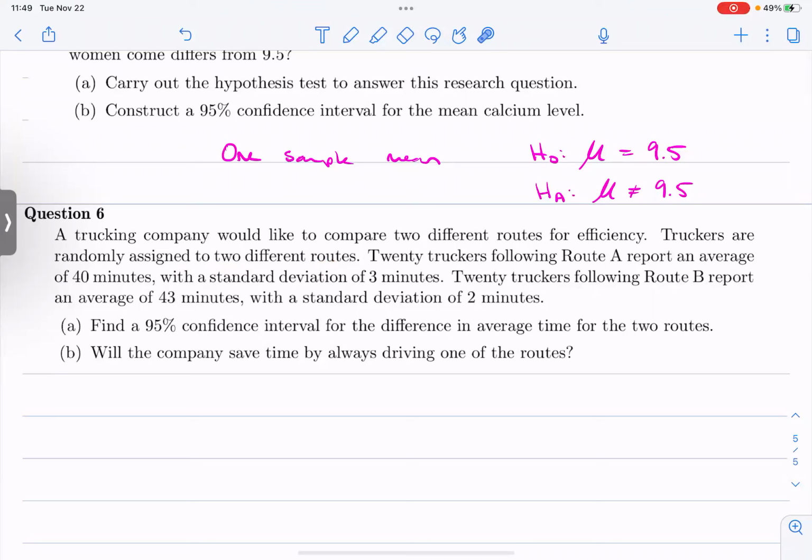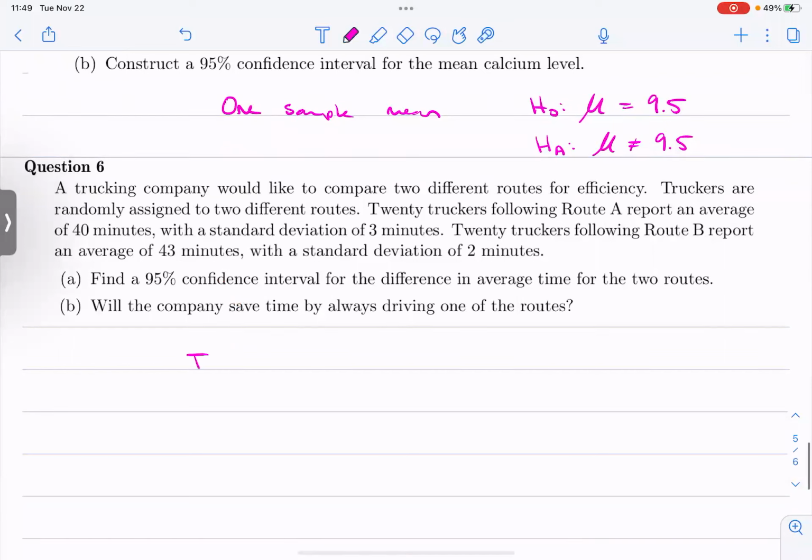So 20 truckers follow route A, reporting an average of blah and a standard deviation of blah. So that's sample one. 20 truckers following route B report an average of 43 and a standard deviation of 2 minutes. And so now I have these two independent samples. Sometimes I like to throw in that word independent, just to emphasize that these are two independent groups. There's no pairing going on. We want to find the 95% confidence interval, and then will the company save time? I'll let you do that on your own.